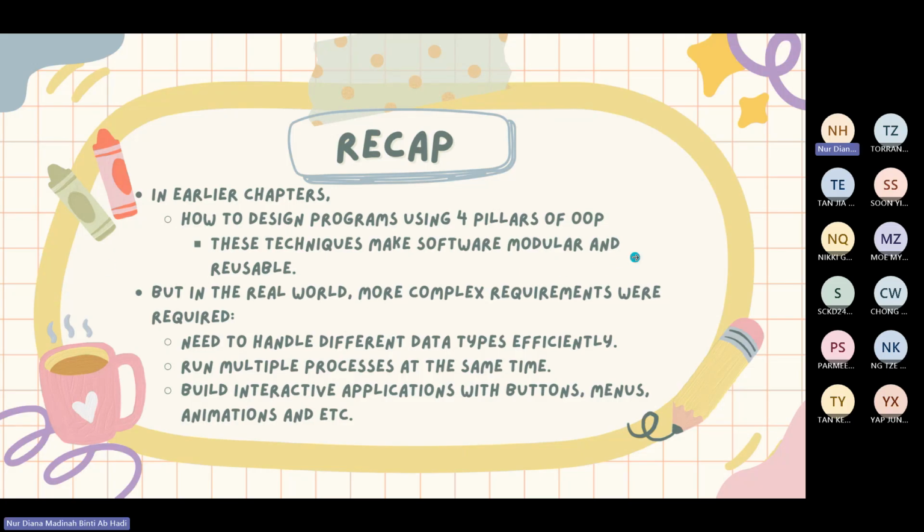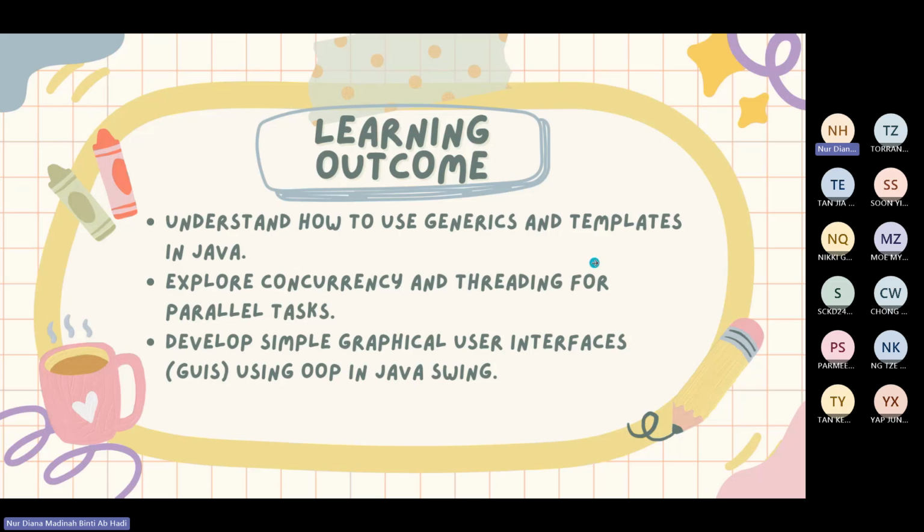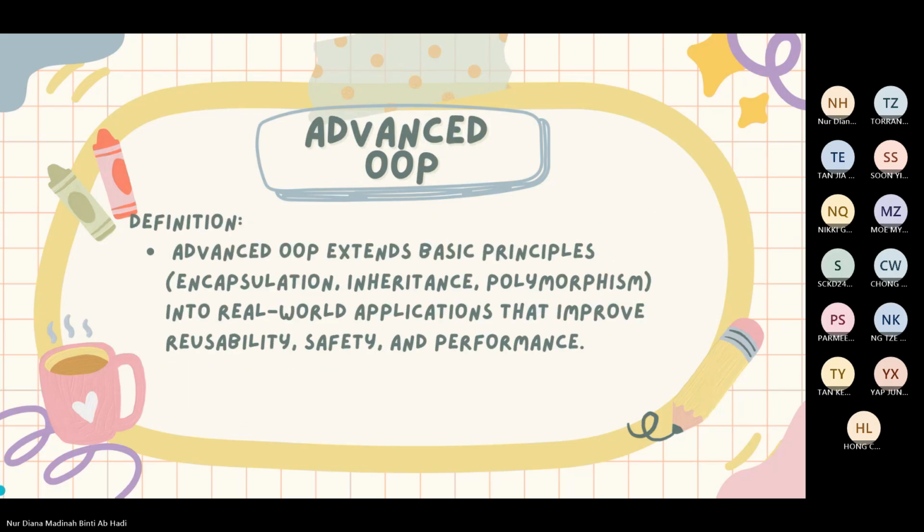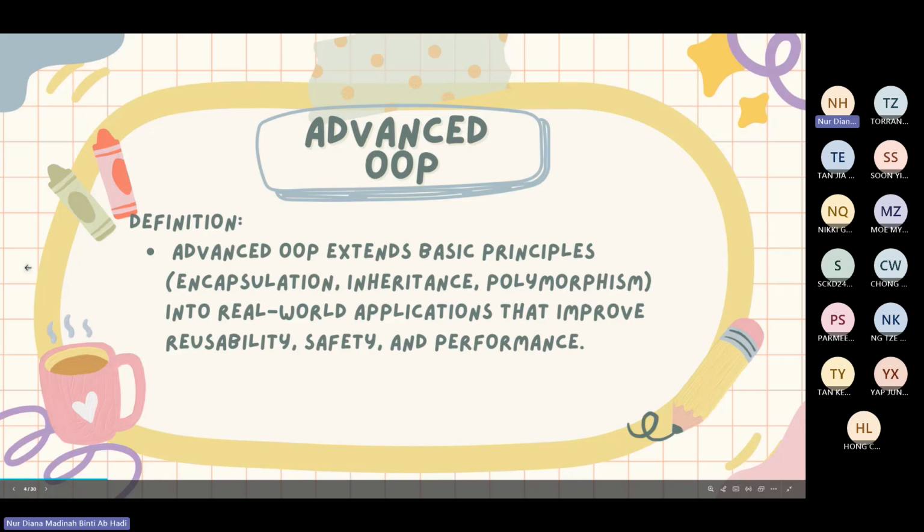So next, we will see what you will understand. At this part, you will learn how to use generics and templates inside Java. You will explore more on concurrency and threading for parallel tasks. You will develop a simple graphical user interface using OOP in Java Swing. Okay? Clear? So, what does advanced OOP mean?